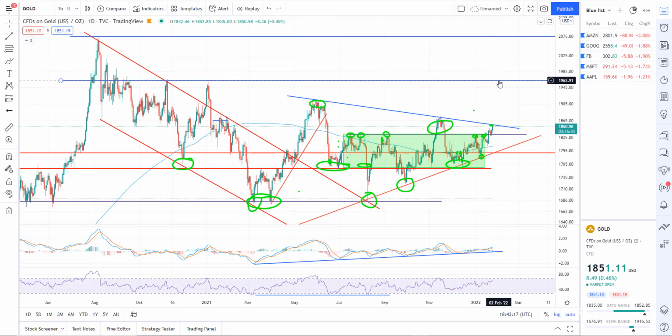Now, if gold starts to break higher, we've got some resistance up here at about 1962.91, and beyond that we've got the all-time highs at 2075 and really nothing beyond that. So if we break above this 1963 area, we should hit the all-time highs and likely break beyond in the coming months, or maybe it'll take a year or so for the next leg higher.